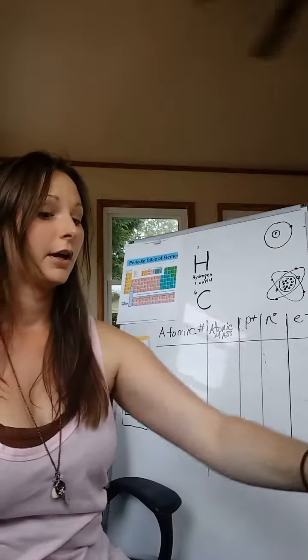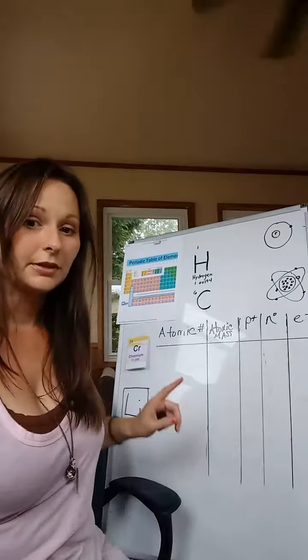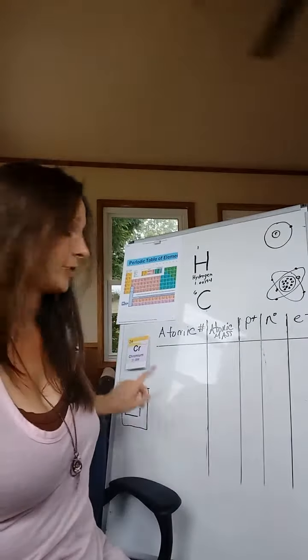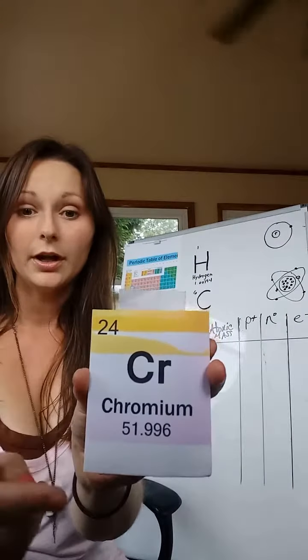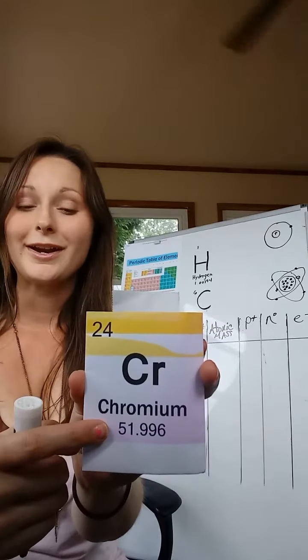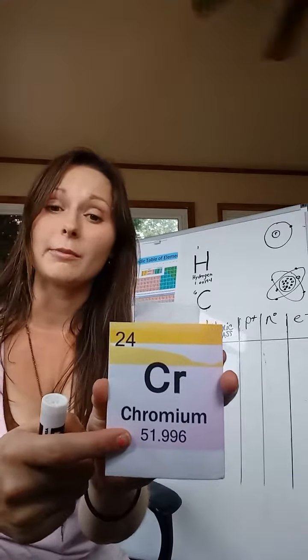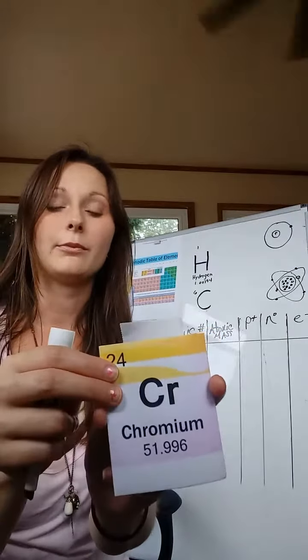All right, so the first atom that we're going to be dealing with is actually chromium. I'll pull that off of here for you real quick. Chromium, there we go, let's take a look. All right, so right here we have 24, which is our atomic number, and down here we have 51.996, which is our atomic mass, okay?